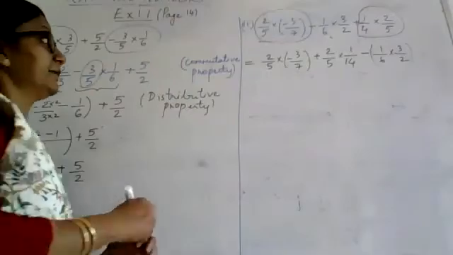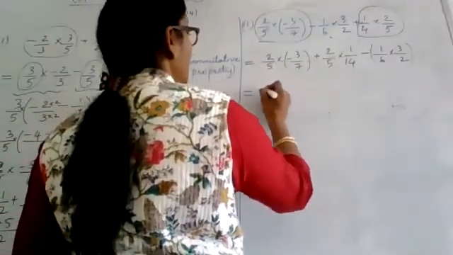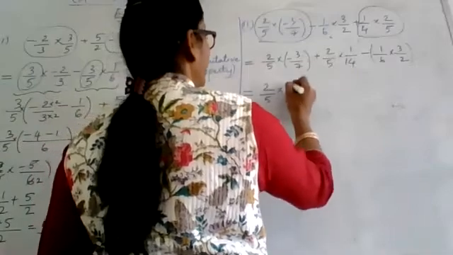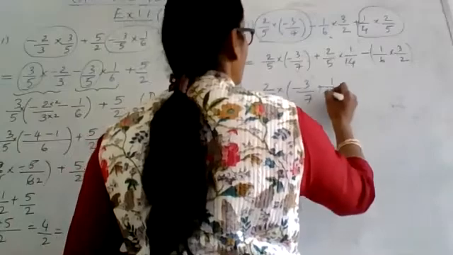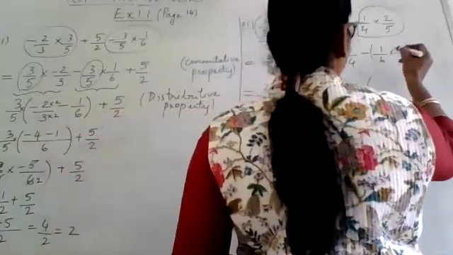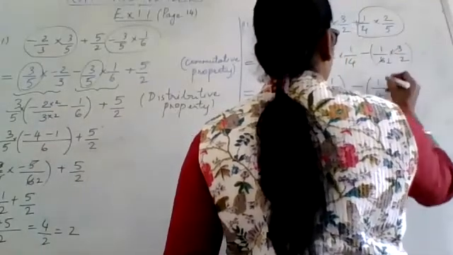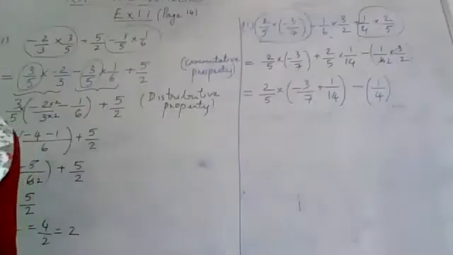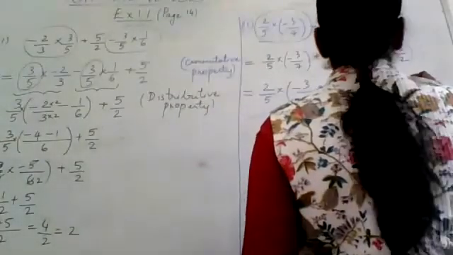Now, let me write this as distribution of multiplication over addition. So it will be 2 by 5 multiplied with negative 3 by 7 plus 1 by 14 minus, this can be just simplified like this as 2 times, so it is negative 1 by 4. Okay, that's a multiplication, so I have completed that. So here again you are seeing the distributive property.